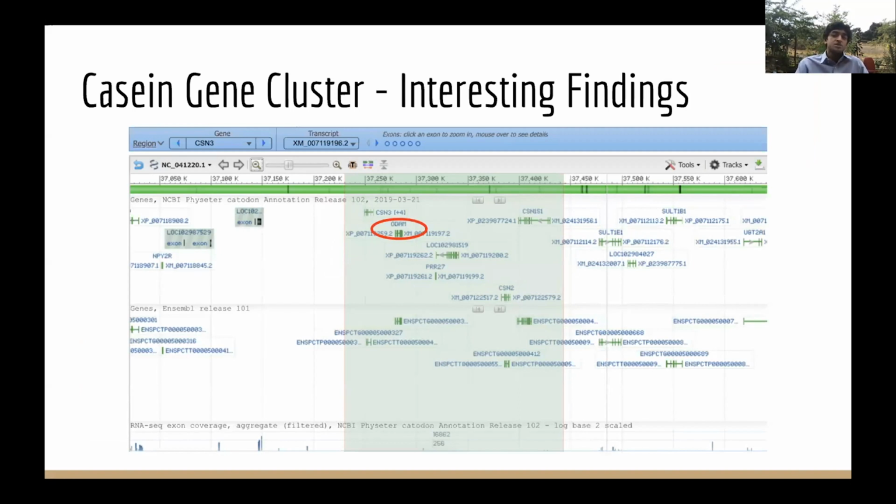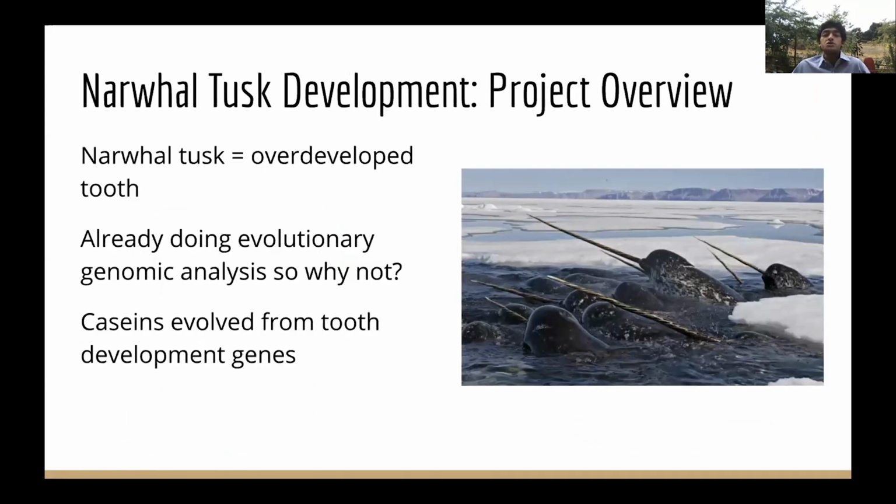Now, this is important for narwhals because the narwhal tusk is actually an overdeveloped asymmetrical tooth. So in theory, they should have two, but there's some gene that's inactivating the second one. There's, I think, one fossil or reconstructed narwhal skeleton that has two tusks, which is pretty interesting. But most narwhals just have one asymmetrical tooth. And we're already doing these evolutionary genomic analyses, so why not look into this? Both of these projects could help each other out, right? Because casein genes did evolve from tooth development genes.